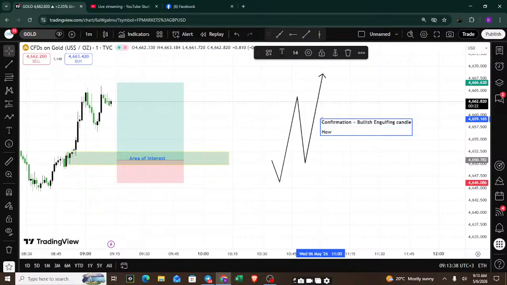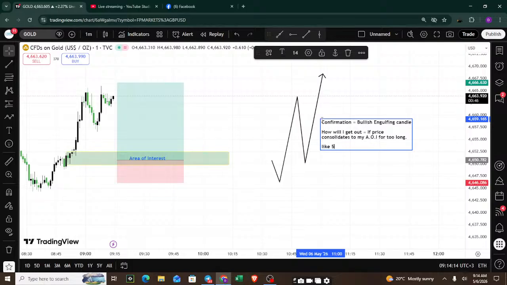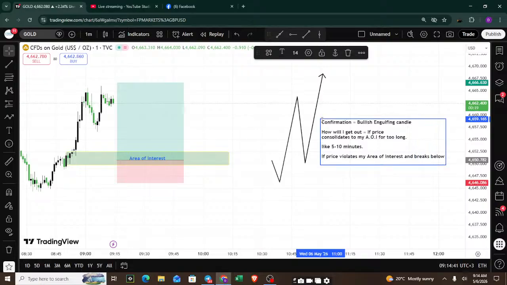How will I get out? If price consolidates at my area of interest for too long, like 5 to 10 minutes, or if price violates my sweet spot, my area of interest, and breaks below, then I get out.